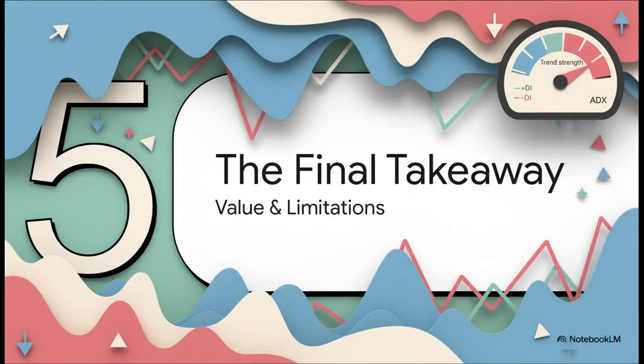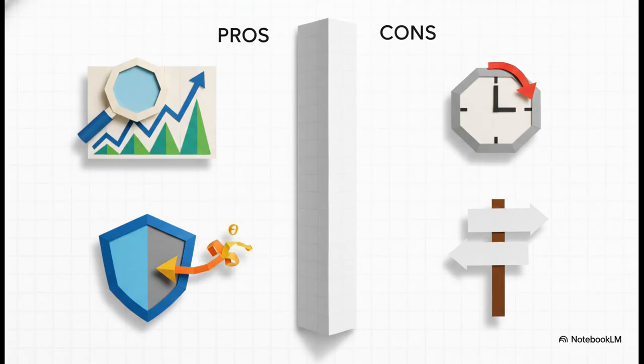Okay, let's bring this all home. We've seen what the ADX is, how to read it, and a couple of ways to use it. Now let's quickly sum up its place in your toolkit, because it's important to understand both its strengths and its weaknesses. Look, the ADX is absolutely brilliant at telling you how strong a trend is and helping you dodge those weak, fake moves. But it's not some magic crystal ball. It is a lagging indicator, which means it confirms a trend that's already underway. It doesn't predict the future. And of course, as we've hammered home, it tells you nothing about which direction the trend is headed.